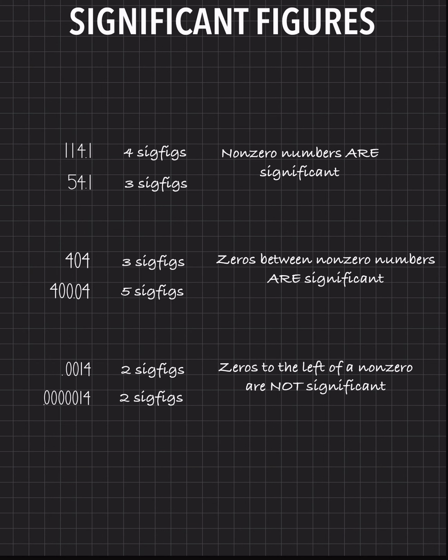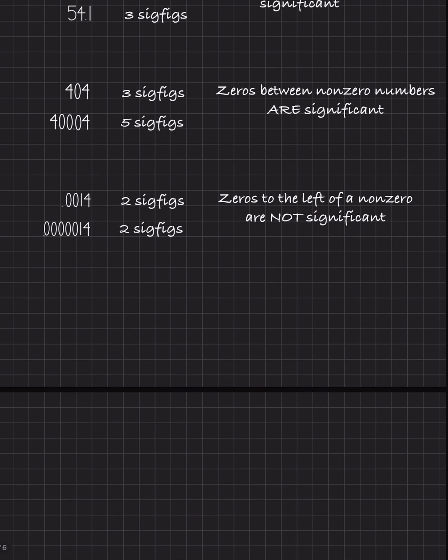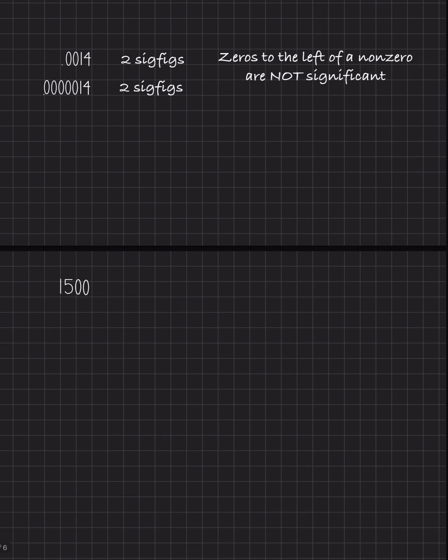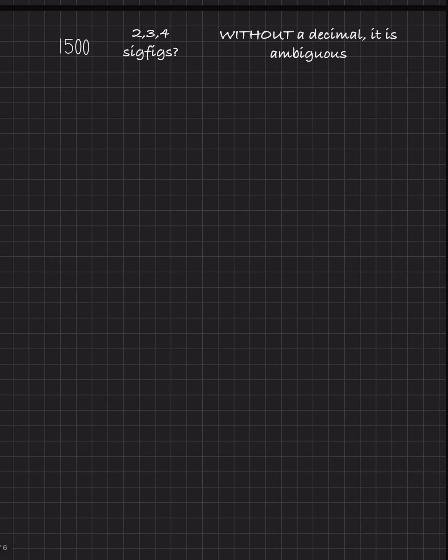Okay, so then some of you will be like, well, what about to the right? So if I go to the right and I do 1500, for example, honestly, I don't know. It could be 2, it could be 3, it could be 4. It's very ambiguous is what I'm trying to say. And so without a decimal, it's ambiguous. So how do we fix that? What's the solution? Well, the solution would be using scientific notation.